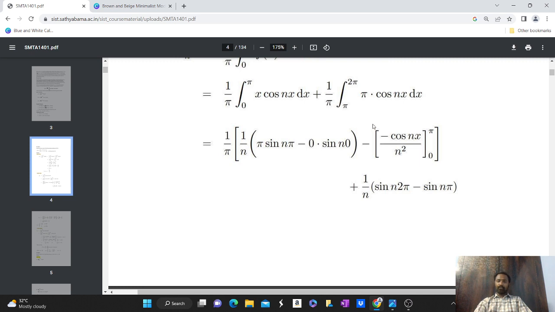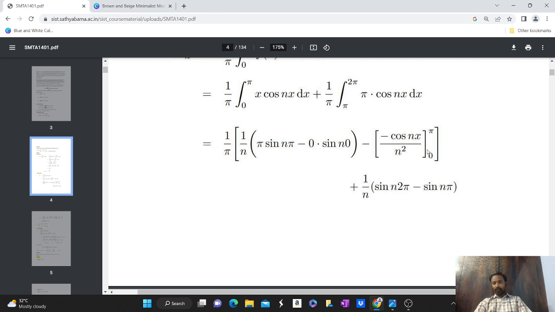Here in the second value is a direct substitution. Pi is constant, so pi cancels. What is the integration of cos nx? Sin nx divided by n. So substituting the upper limit 2 pi means sin n 2 pi minus sin n pi. The value of sin 2n pi is 0 and sin n pi is 0. Here also sin n pi is 0, sin 0 is 0.